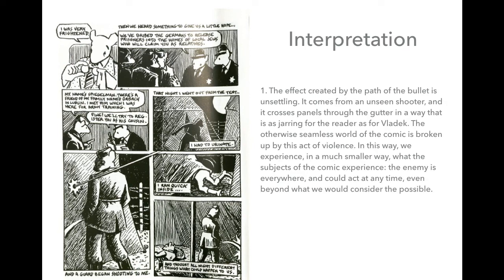So, I'm talking about one observation. Going back to the bullet again. It comes from an unseen shooter and it crosses panels through the gutter in a way that is as jarring for the reader as for Vladek. Why? Because Vladek's world works a certain way, and all of a sudden it doesn't.